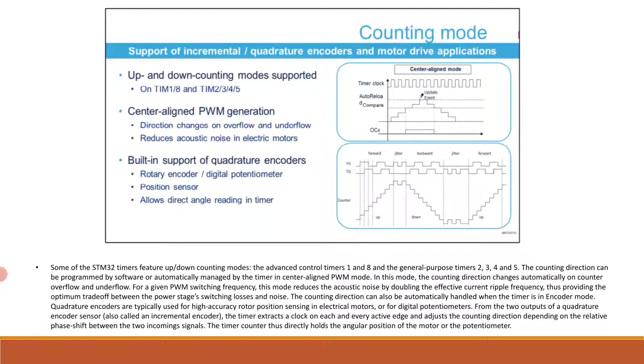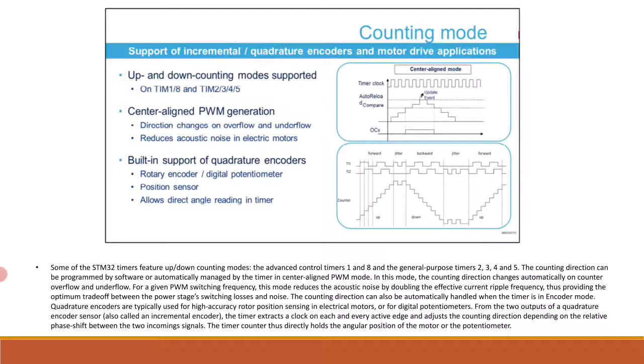You can see this in the center aligned figure. In this mode, the counting direction changes automatically on counter overflow and underflow. For a given PWM switching frequency, this mode reduces the acoustic noise by doubling the effective current ripple frequency, thus providing the optimum trade-off between the power stages' switching losses and noise. The counting direction can also be automatically handled when the timer is in encoder mode.